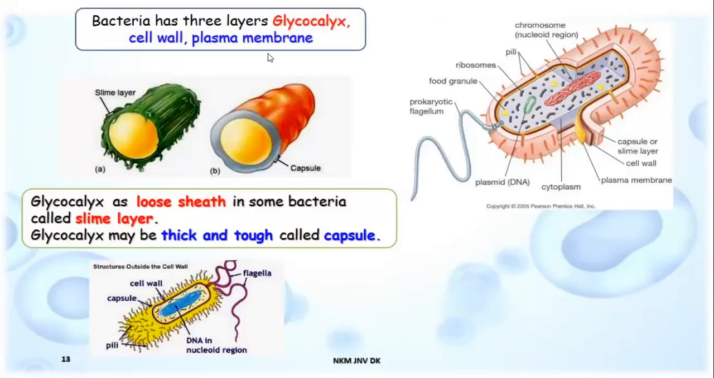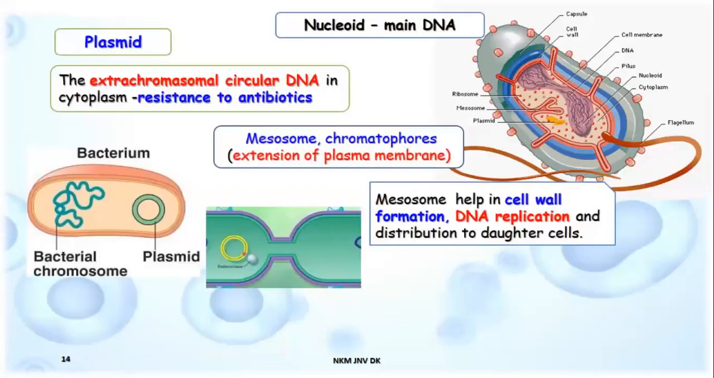Bacteria have three layers: glycocalyx, cell wall, and plasma membrane. The slime layer is a loose covering of the bacteria, and the capsule is the tough covering. Glycocalyx can be a loose sheet in some bacteria, called the slime layer, and in others it may be a thick and tough capsule layer. The nucleoid is the main DNA of the bacteria, present in the center. Extra-chromosomal circular materials, called plasmids, are also present, which show antibiotic resistance in bacteria. Bacterial chromosome, plasmids, mesosome, and chromatophores, which are extensions of the plasma membrane, are there.